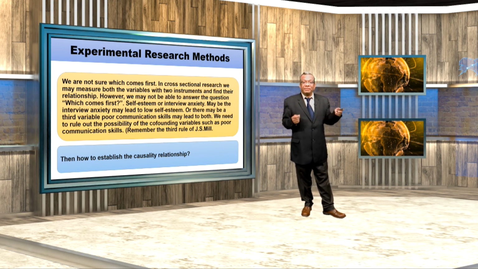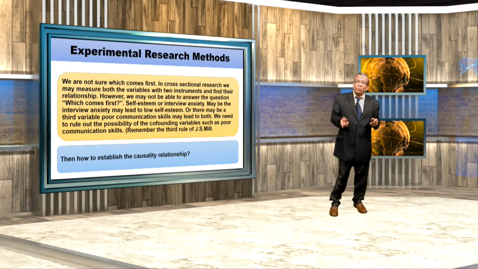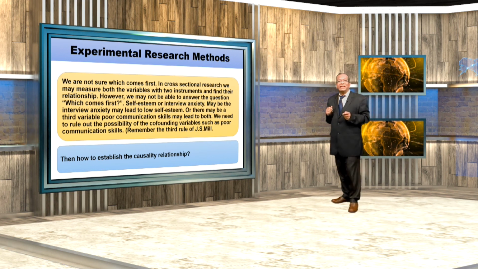Or there may be a third variable, for example poor communication skills, that may lead to both. We need to rule out the possibility of confounding variables such as poor communication skills. Please remember the third rule of J.S. Mill. Then, how do we establish causal relationships?